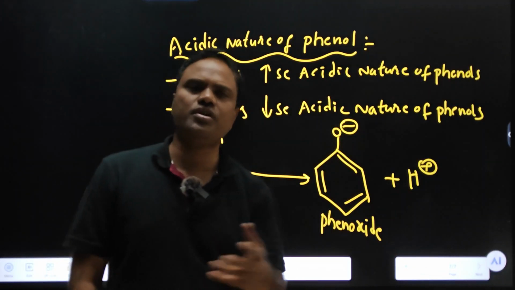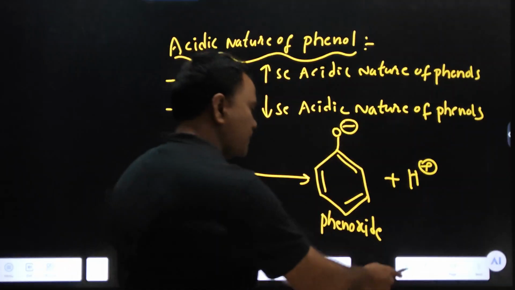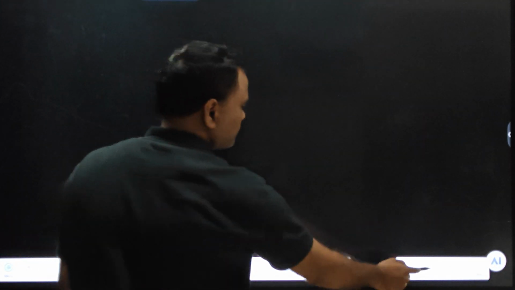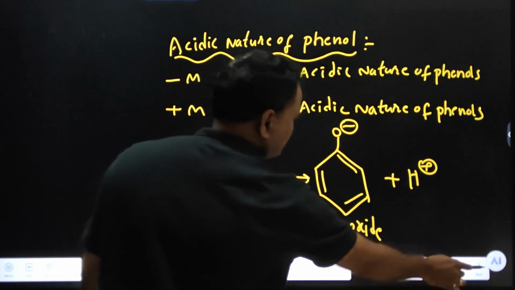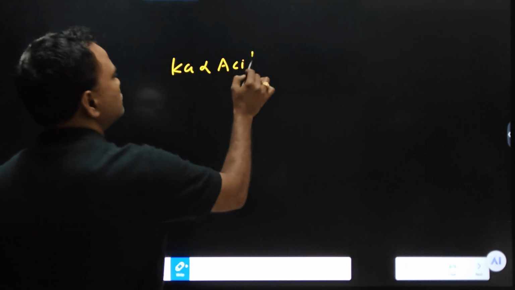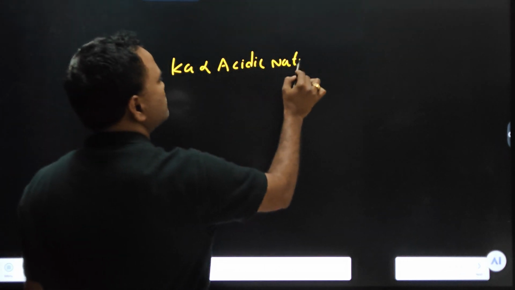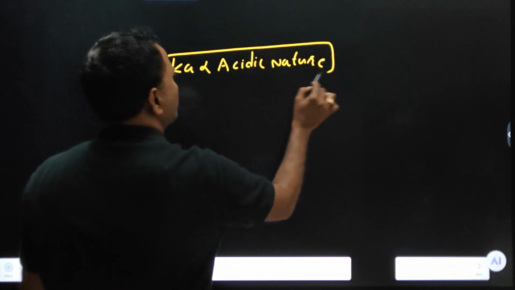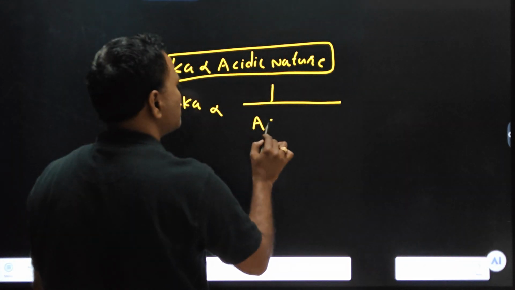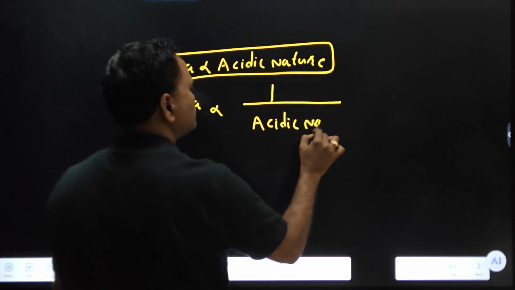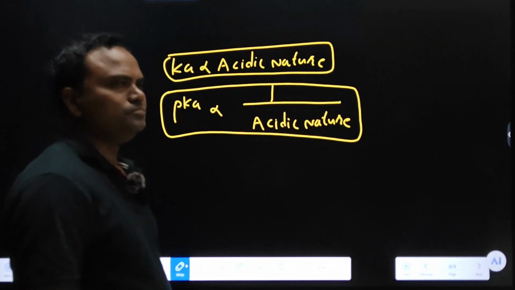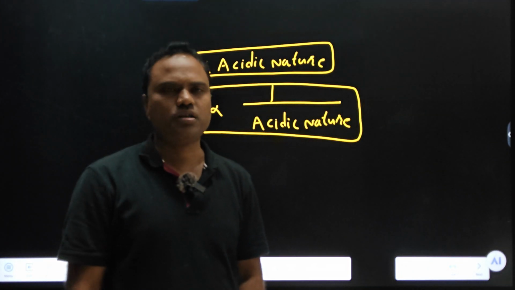And write the Ka, pKa relation. Here also Ka is directly proportional to acidic nature, and pKa is inversely proportional to acidic nature. Let us start the examples.